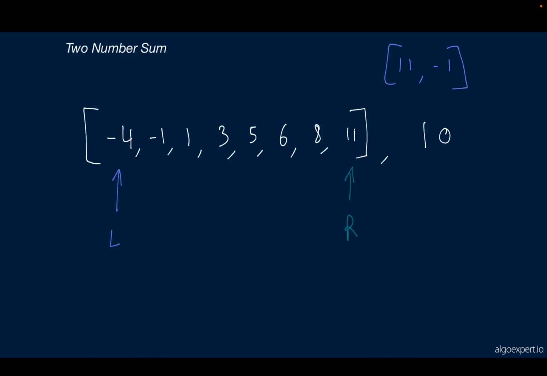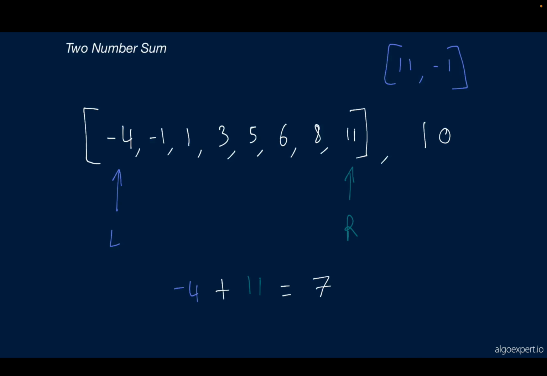And so we can sum up the two numbers that L and R point to. So we have -4 plus 11. Once we have this sum, we can compare the sum to our number. So this sum is going to be 7, and we can compare 7 to 10. Now, is 7 equal to 10? No, it's not. So this is not a valid sum, right? -4 and 11 are not a valid sum.